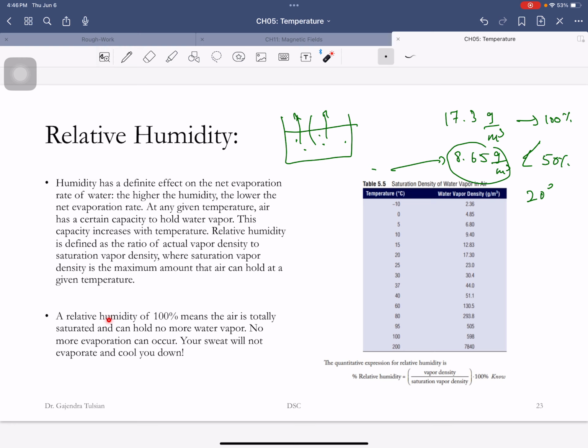So a relative humidity of 100% means the air is totally saturated and can hold no more water vapor. So if the humidity is 100%, and if you work out and sweat, this is not going to help you cool down, because now your sweat cannot evaporate and take away the heat. Okay, and so that's why we care about that.